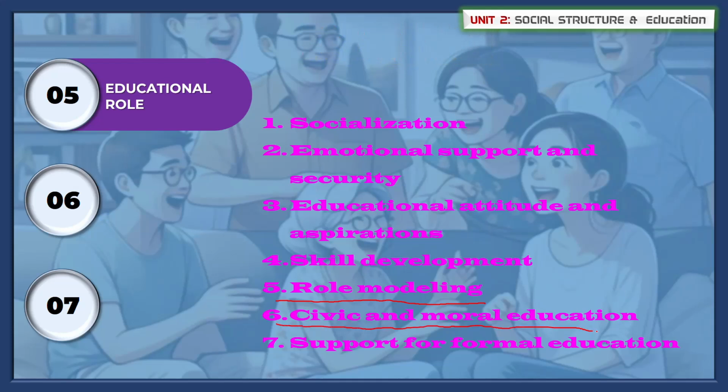Sixth one is civic and moral education. Families play a role in teaching children about their rights and responsibilities as citizens, promoting active participation in the community and society. Families instill moral values, guiding children in distinguishing right from wrong and developing a sense of ethics that influences their decisions throughout life.